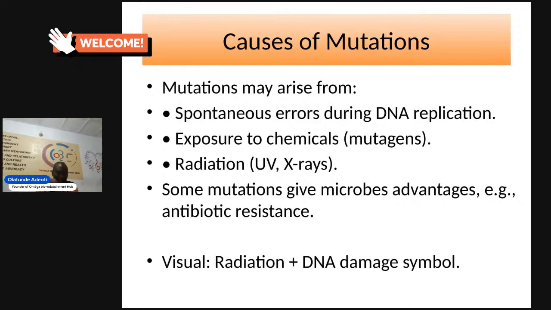Another cause of mutation is radiation, and this radiation could be in the form of ultraviolet rays, X-rays, and some others. Just like I said, some mutations are advantageous, for example, the ones that confer antibiotic resistance. There are some mutations that help the microorganism resist certain drugs. That kind of mutation is very, very advantageous for that microorganism.